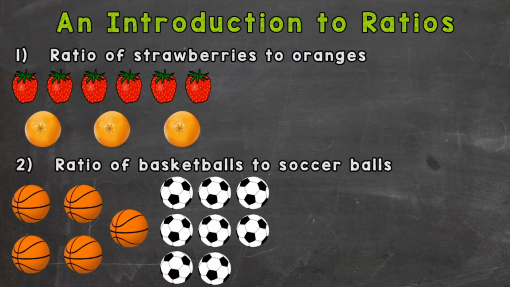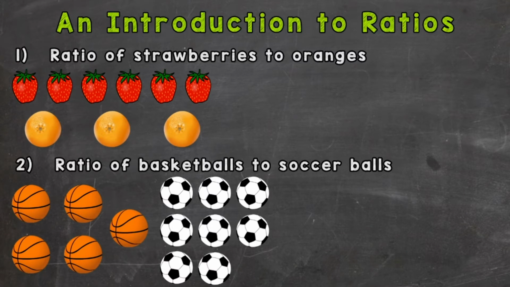So we're going to take a look at the quantity of one thing, right, the number of something, compared to the number of something else. So for example, number 1, we have the ratio of strawberries to oranges. So we're going to compare the quantity or number of strawberries to the quantity or number of oranges. And there's a few different ways we can write these ratios out.